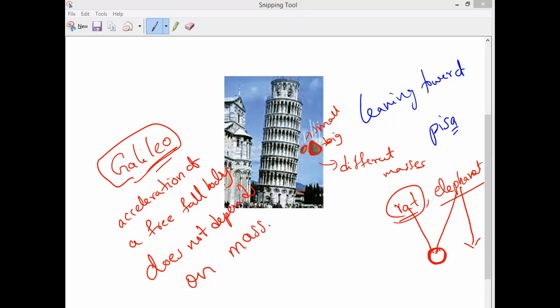He found that when bodies are in free fall, their acceleration does not depend on the mass of the object. Even though the objects have different masses, their acceleration is the same. That is what has been concluded. Okay, guys?